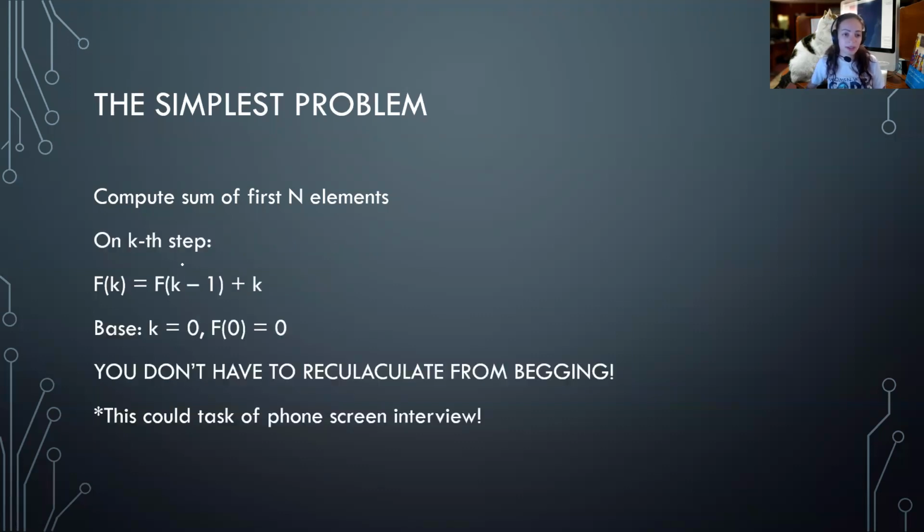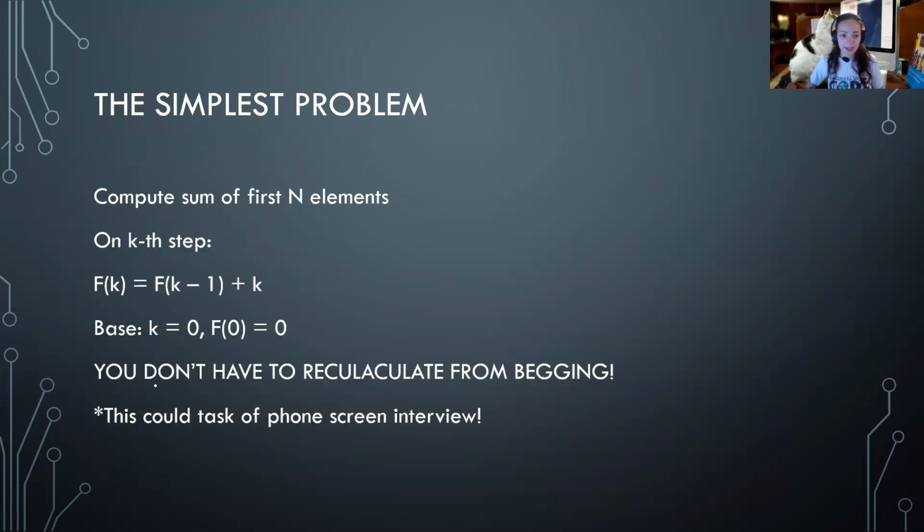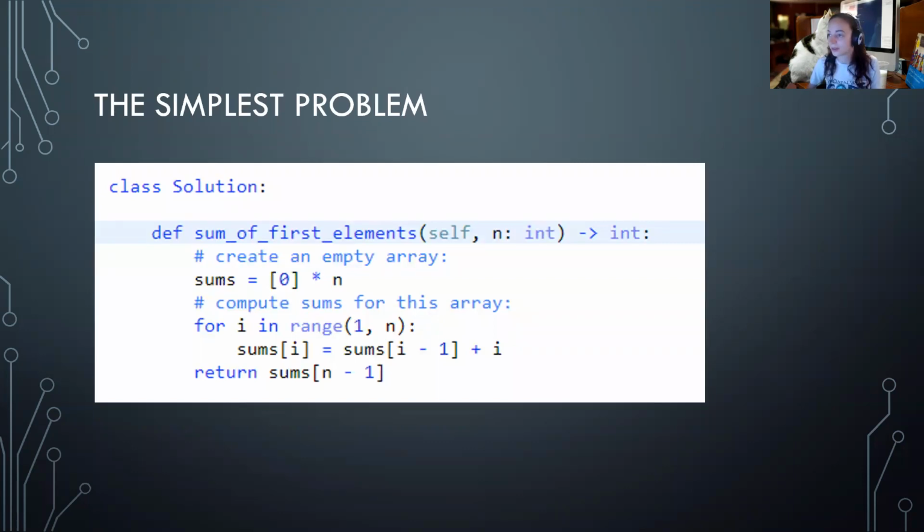So we can define the function for our k-th step. So f of k is f of k minus 1 plus k. Yep. The base case is 0. We can start from 0. And if k is 1, we just say that we want to sum 0 and 1. And you don't have to recalculate from the beginning because you can use the result of the previous function. So this example is very, very simple. And the interesting thing is that it could even be asked in a phone screen interview. Yep, I put the solution there. So how can we program it as dynamic programming?